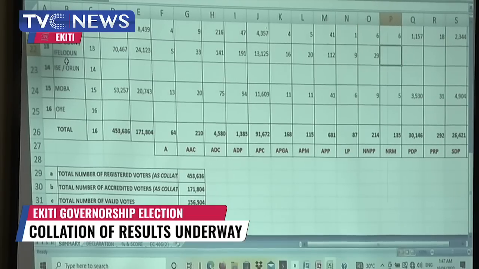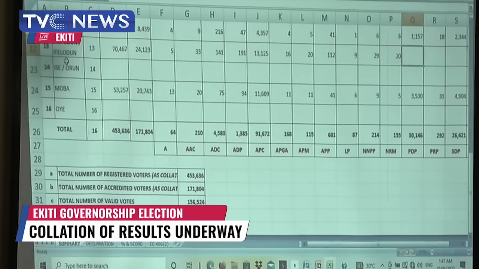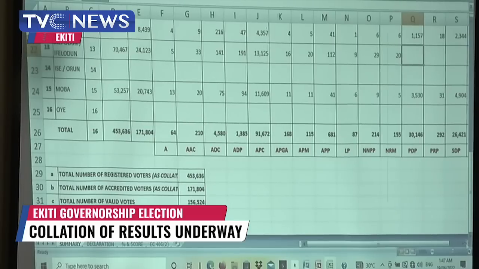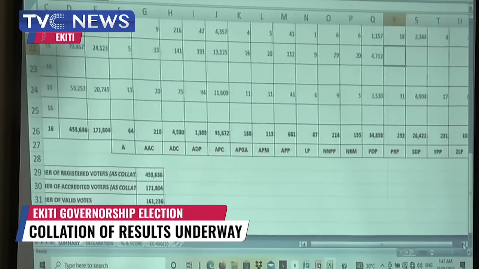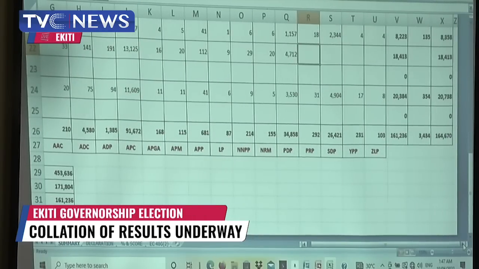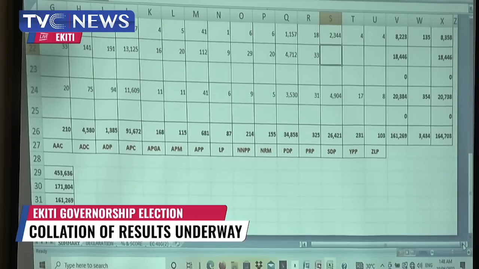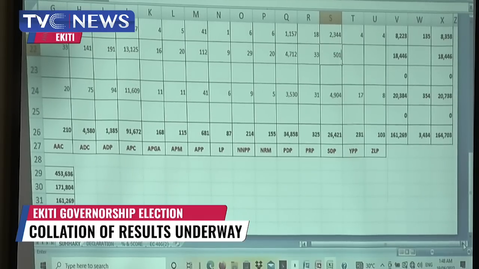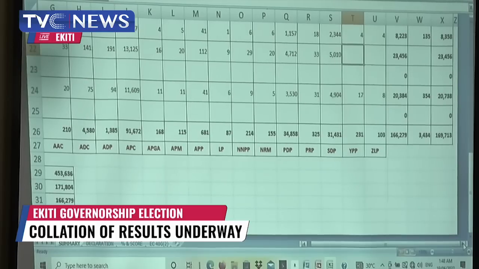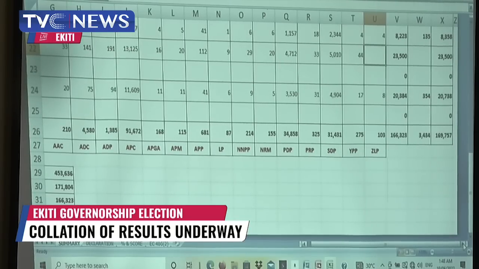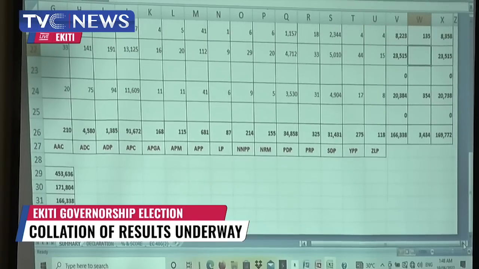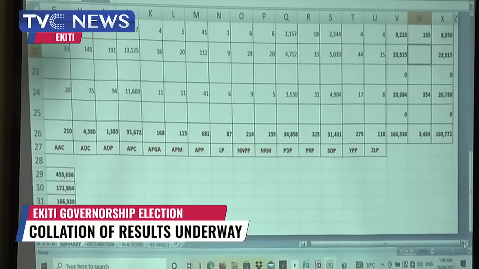NRM 20, PDP 4712, PRP 33, SDP 5010, YPP 44, ZLP 15. Total valid votes 23515.